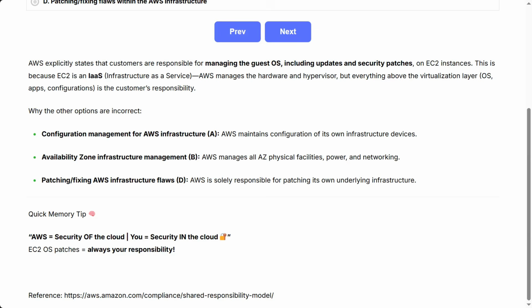Why the other options are incorrect? Configuration management for AWS infrastructure, A. AWS maintains configuration of its own infrastructure devices. Availability zone infrastructure management, B. AWS manages all AZ physical facilities, power, and networking. Patching, fixing AWS infrastructure flaws, D. AWS is solely responsible for patching its own underlying infrastructure. Quick memory tip. AWS equals security of the cloud. You equals security in the cloud. EC2 OS patches, always your responsibility.